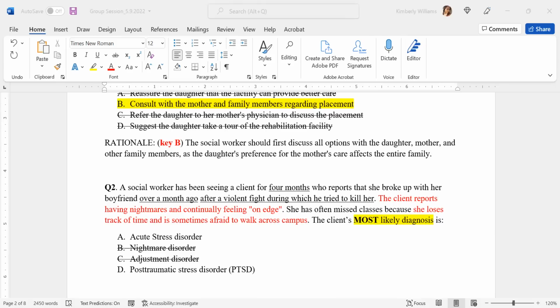I think somebody did say D. Okay, are you agreeing or disagreeing? I'm kind of stuck on it. It could be either A or D, but I kind of want to go with A.